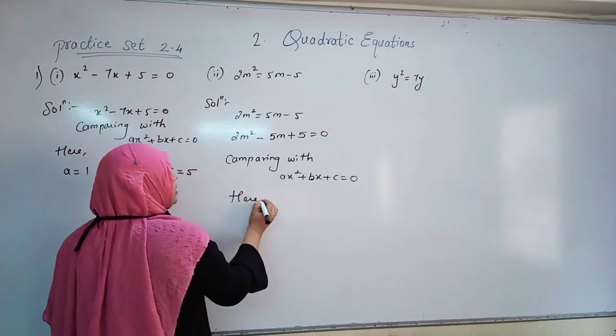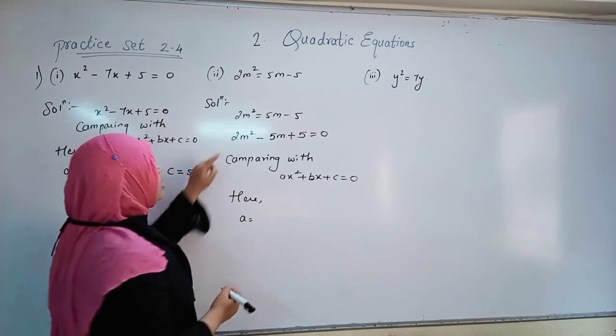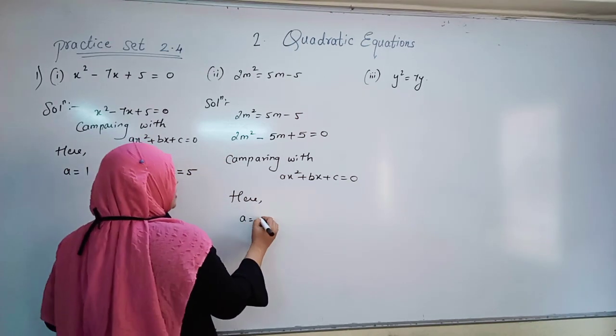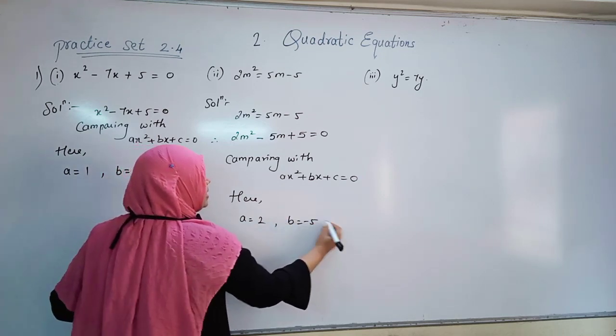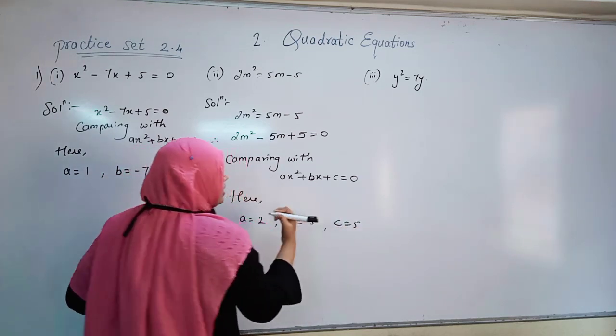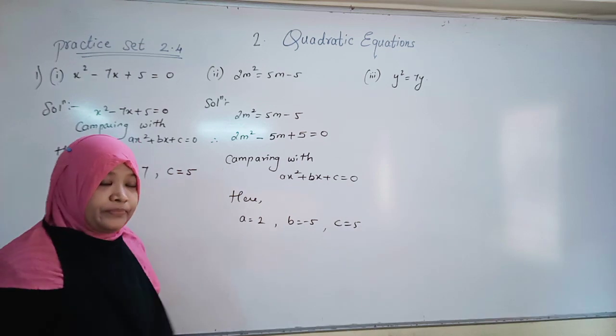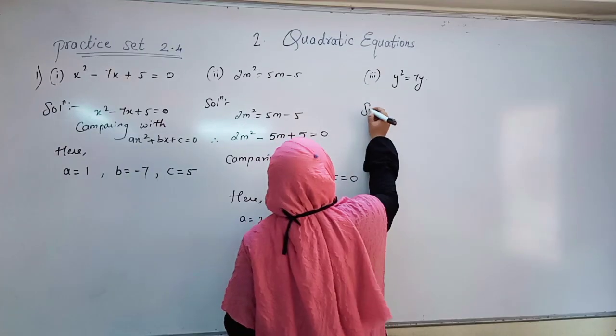Come on. Here the value of a. So the value of a will be 1 or 2? Yes, that is 2. And the value of b will be minus 5, and the value of c will be 5. Understood? For the next question.